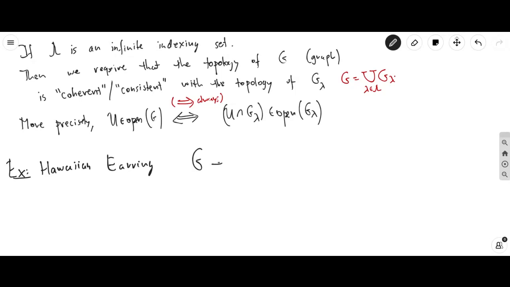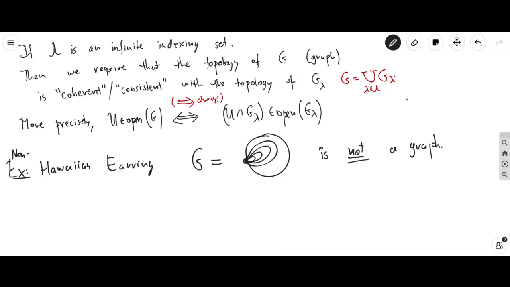So let's say G was to represent the Hawaiian earring. It would be a circle, and then you have another circle, and then you have smaller diminishing circles like that. Maybe I should call this a non-example. So the Hawaiian earring is not a graph.